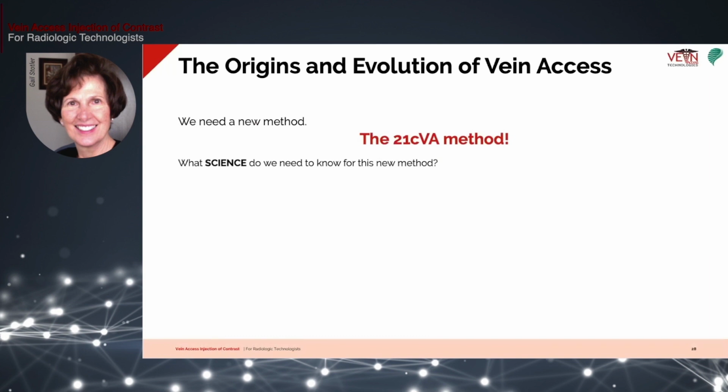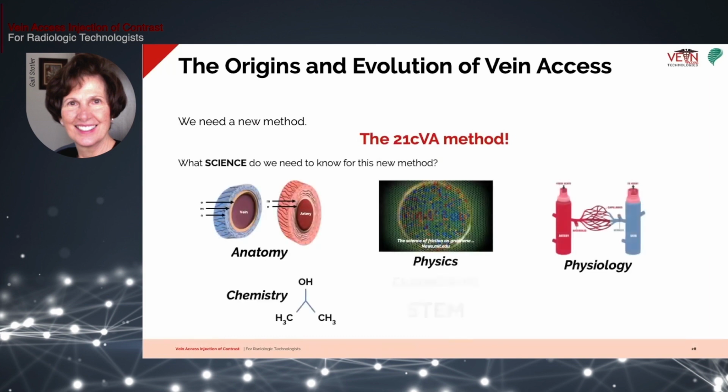So we need a new method for locating veins. And we're going to use the 21st century vein access method. At least initially, you're going to try it. There's nothing to lose. Okay, so we need anatomy, physiology, chemistry, physics, math, and some engineering for this story. And we're going to add some of those to this as we go through.